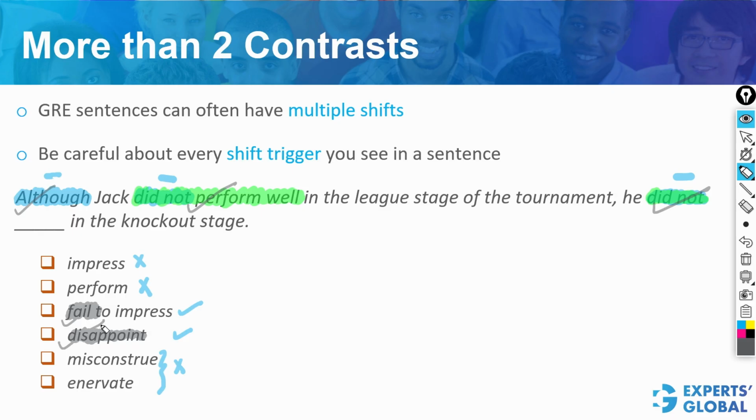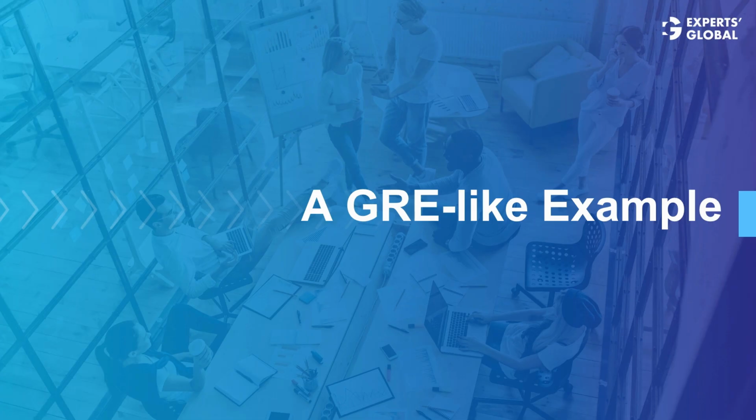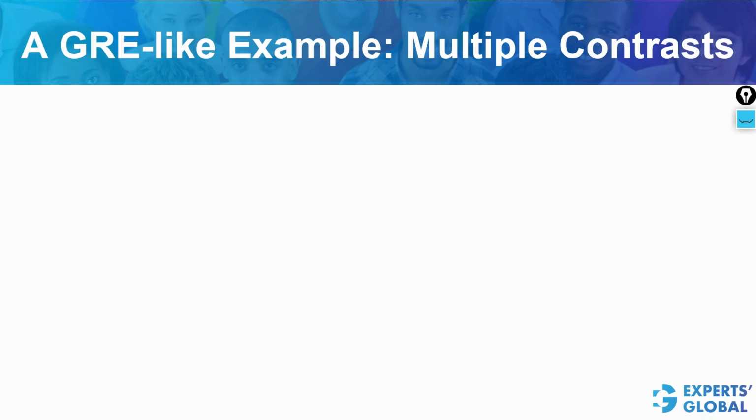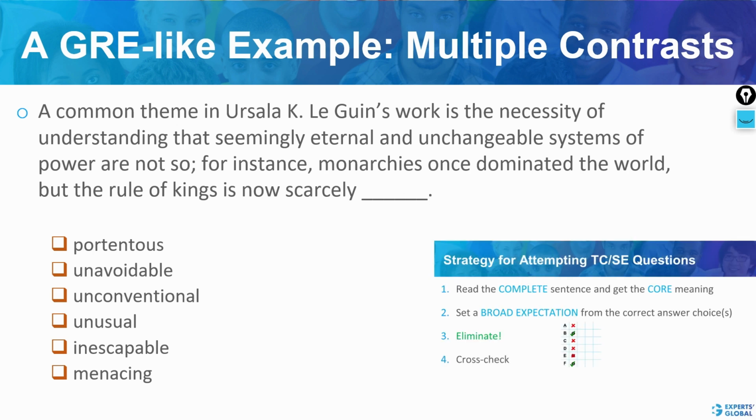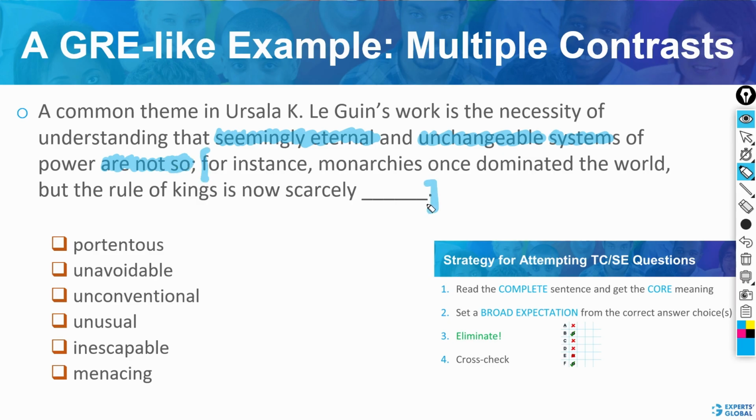Let's take a GRE-like example now. Here is the question. Here is the correct 4-step approach. Please pause the video and solve this question. Seemingly eternal and unchangeable systems are not so. And what follows is an example of the same. We expect an example of systems not being eternal and unchangeable. Therefore, in the example, we are expecting change.